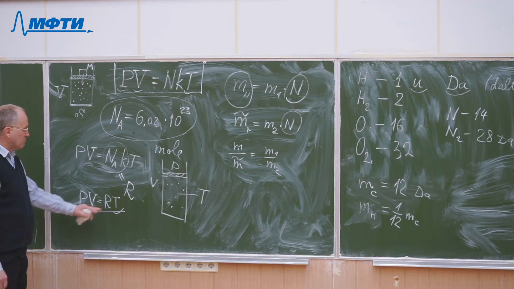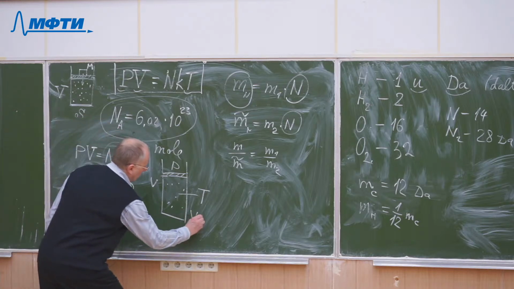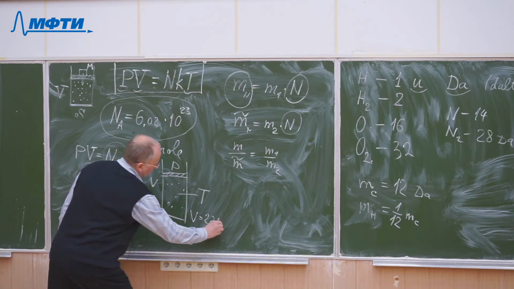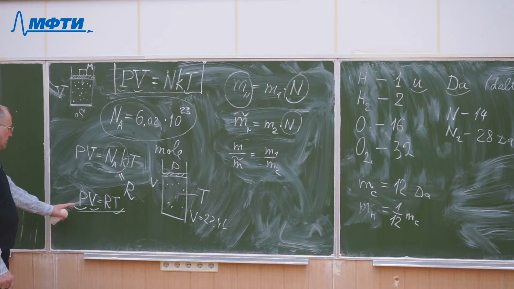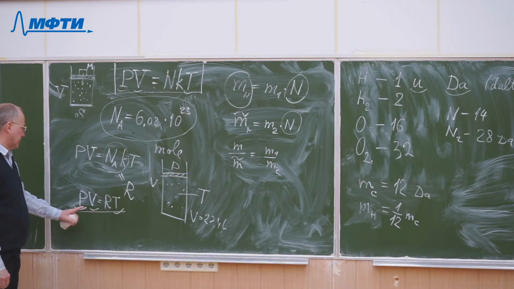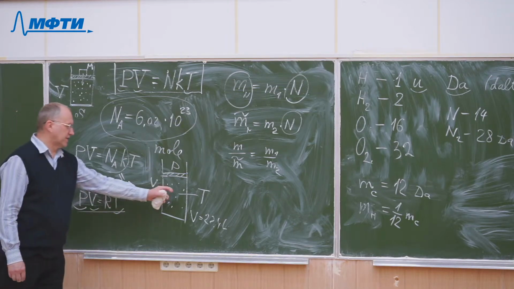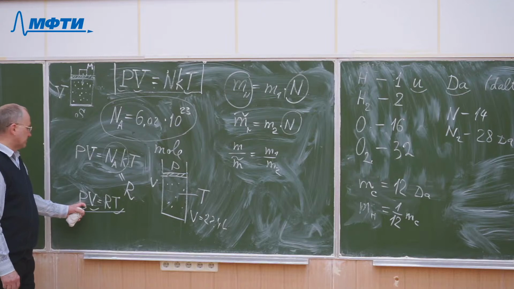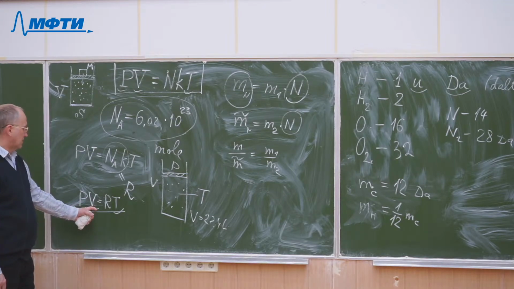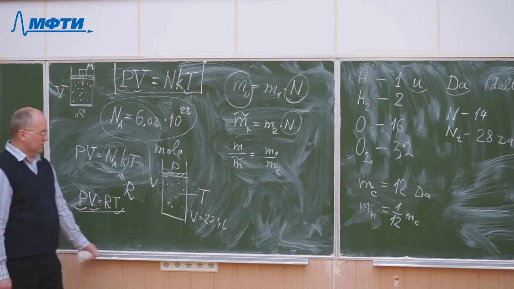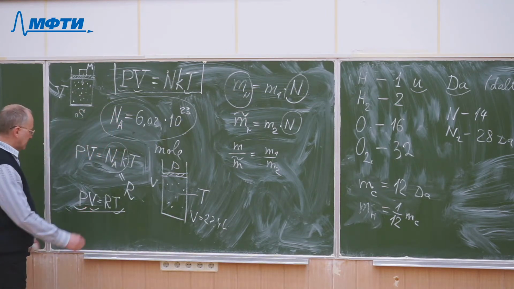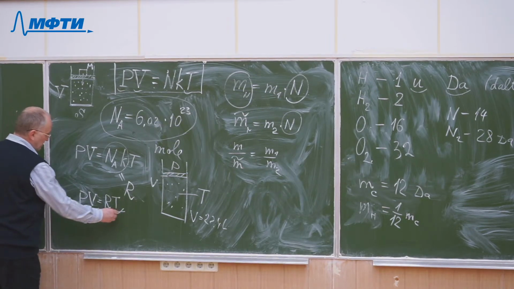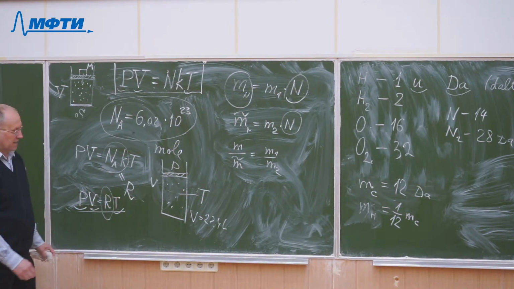It turns out that 1 mole of an ideal gas under normal conditions occupies the volume 22.4 liters. So what is normal condition? Normal conditions is 0 temperature and atmospheric pressure. If we keep the gas at 0 temperature and at atmospheric pressure, then the volume occupied by 1 mole of any gas will be easily measurable volume, 22.4 liters. And then substituting here the volume, the pressure, and the temperature, we can easily calculate the gas constant.